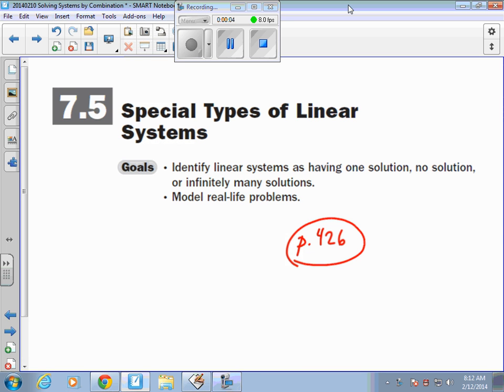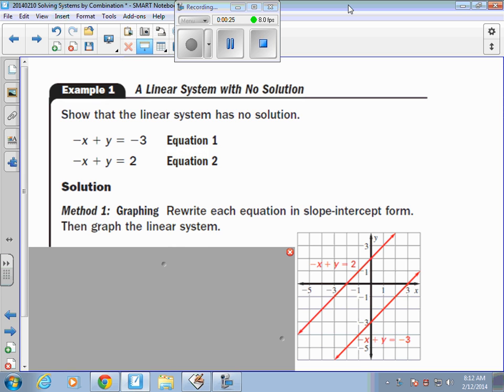Today we're looking at 7.5, special types of linear systems. It begins on page 426 in the textbook. We're identifying systems having one solution, no solutions, or infinitely many solutions. These being said, there will be parallel lines, lines that intersect, or lines that have exact same equations.